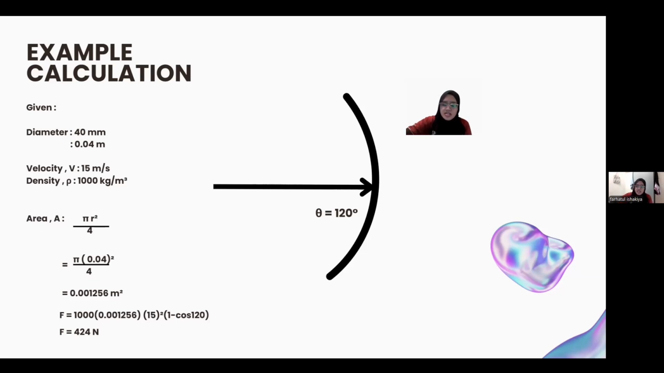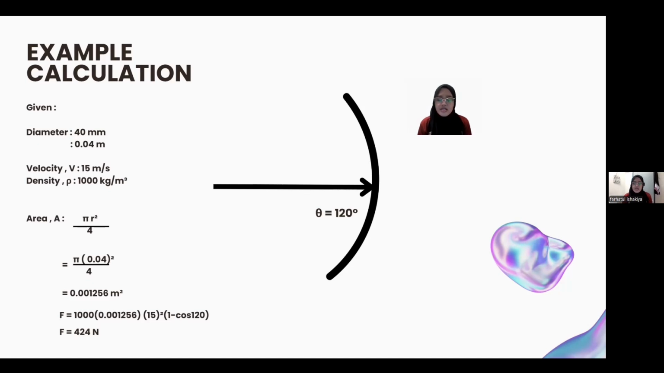Now we continue to the Q&A session. So I have a question from Najiha. So Najiha, what is your question that I can help you to answer? So the question is, what formula do we use in force exerted on inclined plate? So to answer your question, here is your answer.